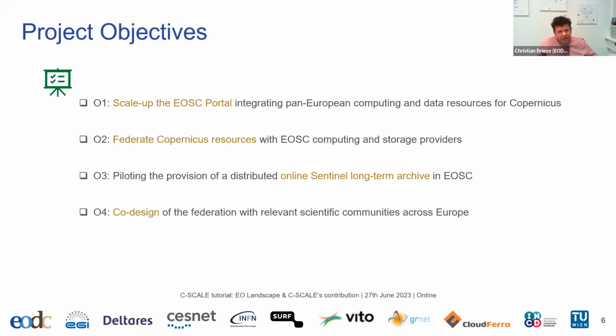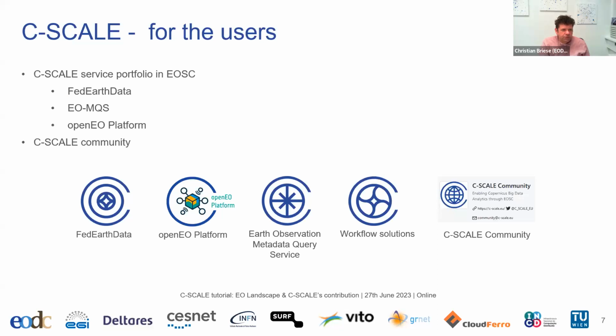The project objectives were already tackled quickly before, but as written in the proposal: scaling up the EO portal, federating available Copernicus resources, providing a Sentinel long-term archive, which was not available within the European Open Science Cloud at the point of project start, and also involving the community with a co-design approach, so that we get feedback and consider this feedback in the development of the services.